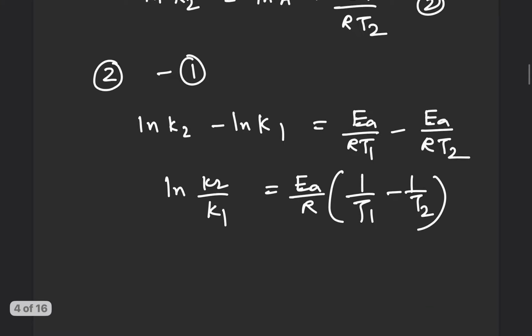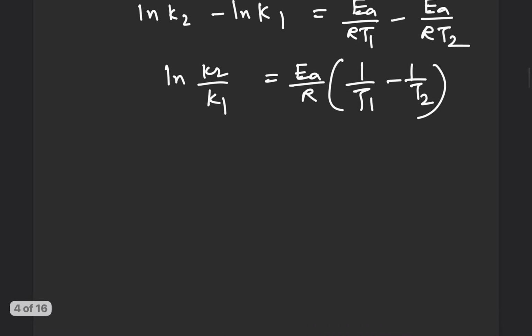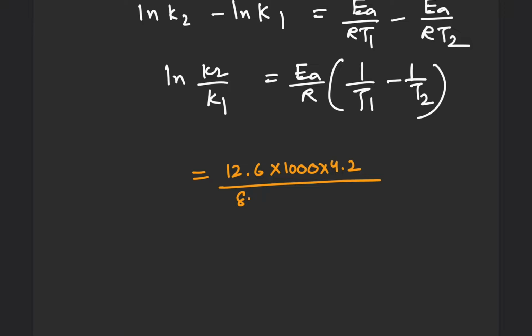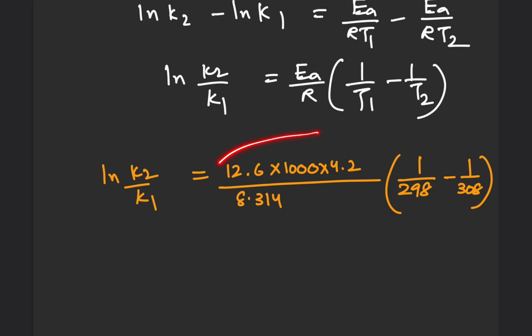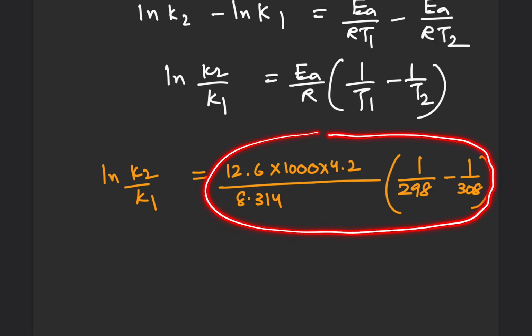In the question, they have given us that the activation energy is 12.6 kilocalories. So we can write it as 12.6 into 1000, and also 1 calorie is equal to 4.2, and the R value is 8.314. Okay, and the initial temperature is 298, final temperature is 308. So this will give us ln K2 by K1. When you do this calculation, you will get this value as 0.693 approximately.